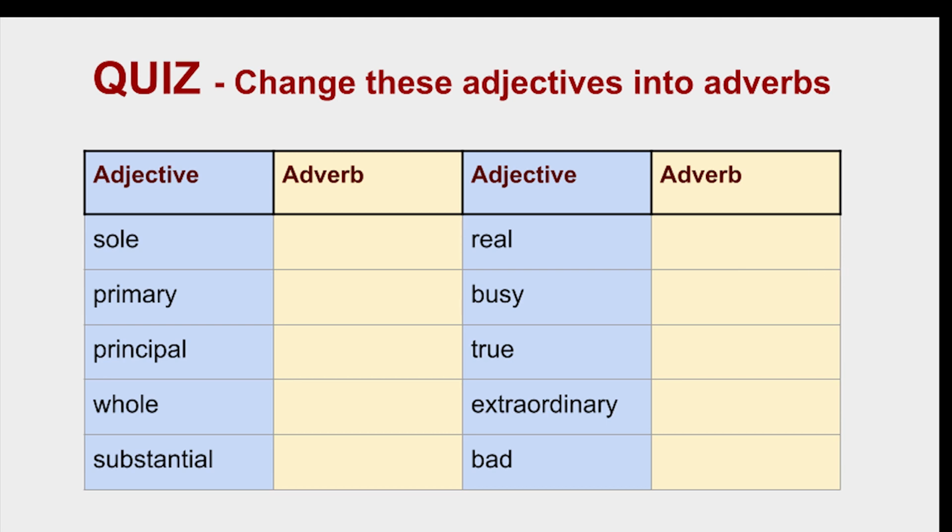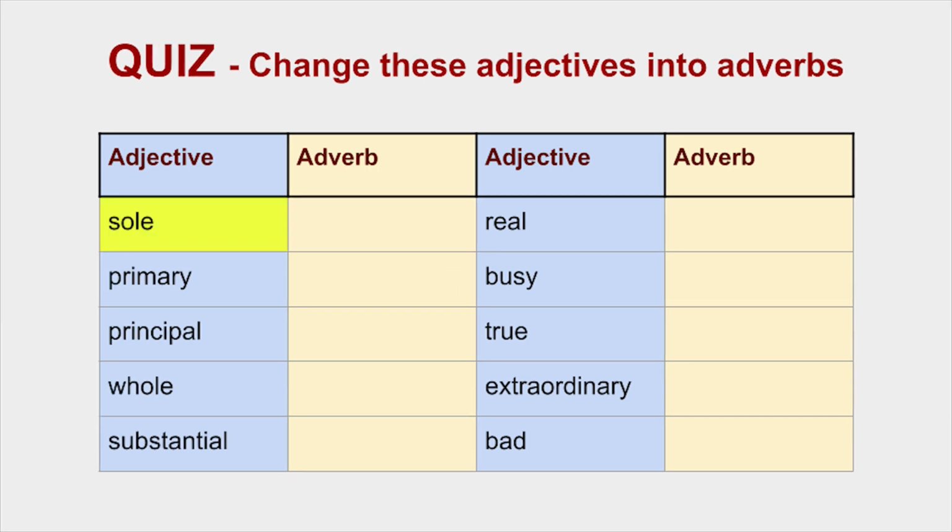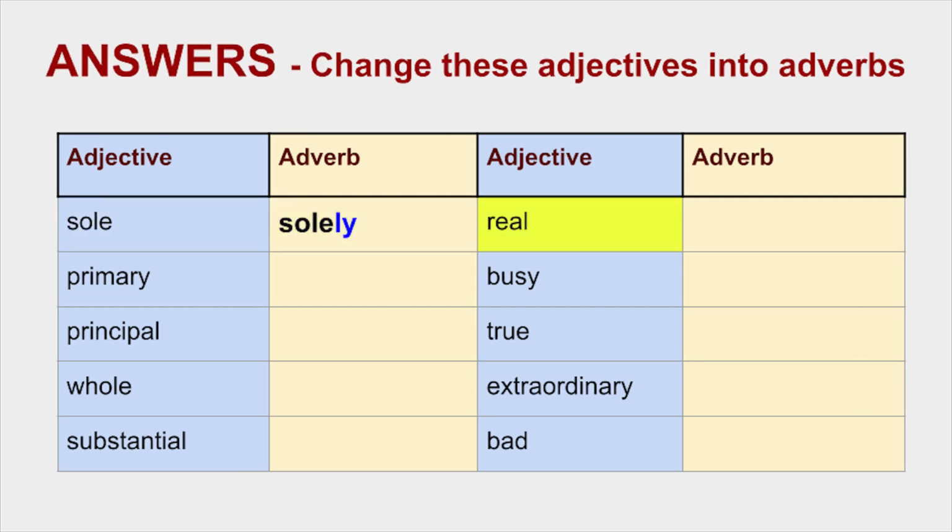Okay, let's go through the answers. Sole. We simply add ly and we get solely. Real. Real ends with al. We simply add ly, really.